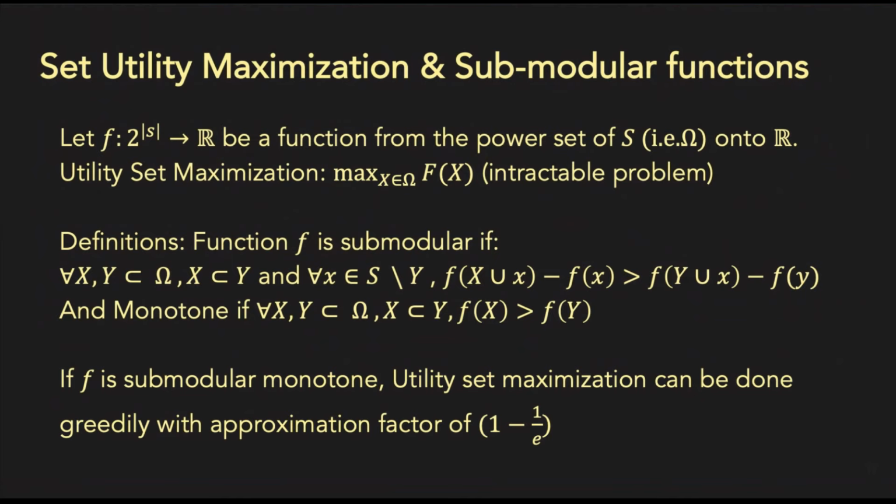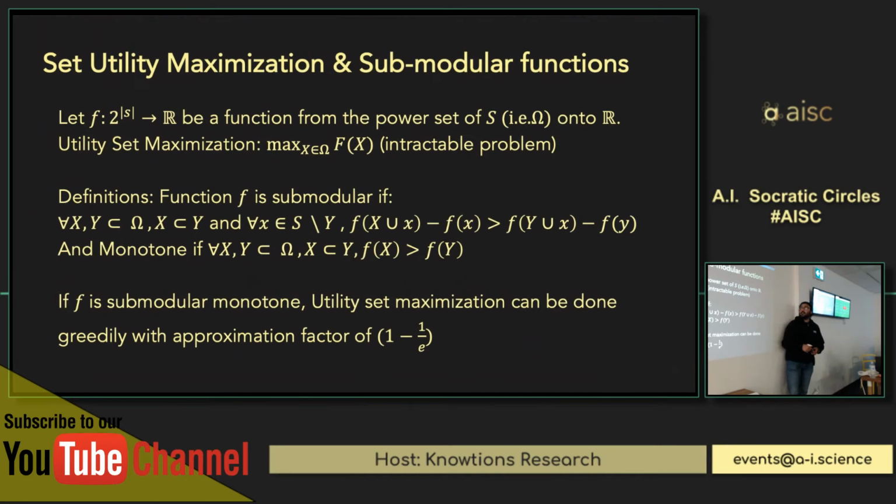Going back to set theory, we have omega, which is the power set of S, so the cardinality will be 2 to the power S. Suppose we define a function f from omega to R, where R is the set of real numbers. This f is basically measuring the goodness or badness of a particular subset belonging to omega, and this function f is submodular if these particular conditions are fulfilled.